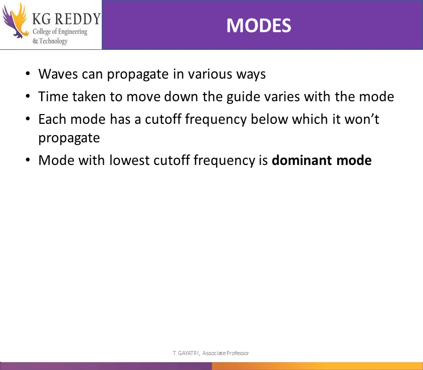Now, the waves in the waveguide can propagate in various modes. The time taken for a wave to move down the waveguide varies with the mode. Each mode has a cutoff frequency below which it won't propagate. The mode with the lowest cutoff frequency is called the dominant mode. In other words, every waveguide will have one cutoff frequency, and only above that cutoff frequency will the wave travel. Nothing but the waveguide acts as a high pass filter. Below the cutoff frequency the wave is attenuated.